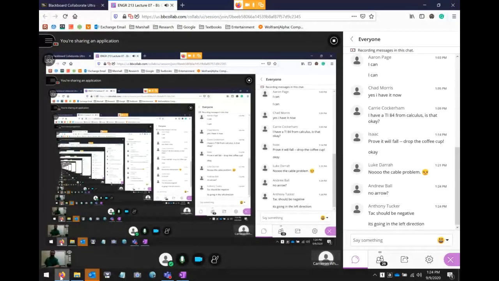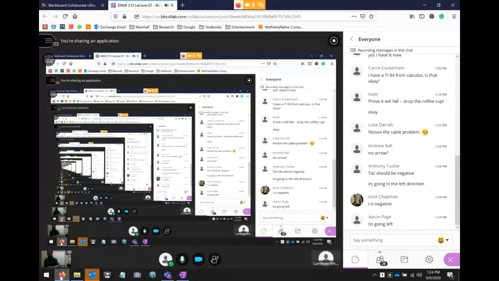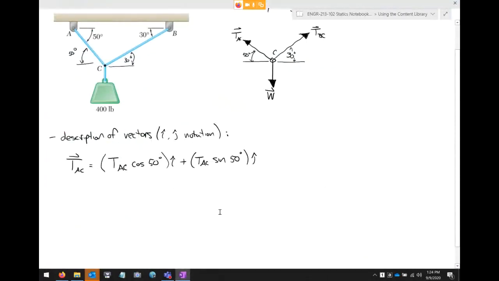The TAC should be negative, the left direction. There you go. Exactly right. So this one's negative because it's going to the left. Now this one over here on the right stays positive because it's going upwards, okay? But that's another thing that's kind of easy to forget, your positives and negatives.